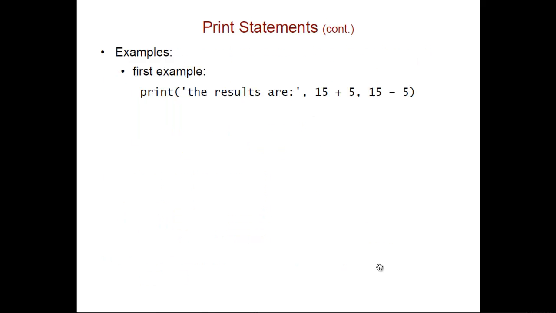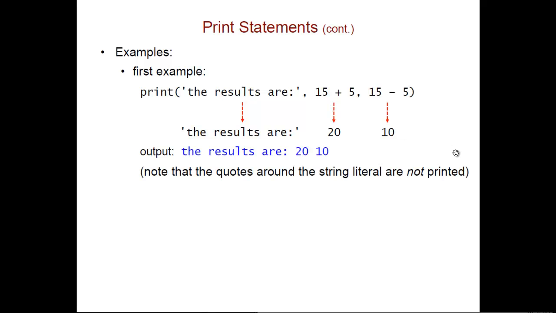Here's one example. We have 3 expressions being printed. Again, they are evaluated first. So the string literal here evaluates to itself. These mathematical expressions are evaluated. And then those final values are printed, separated by spaces. So the blue stuff here is what actually gets printed. Notice that for strings, the quotes that surround the string literals don't get printed.